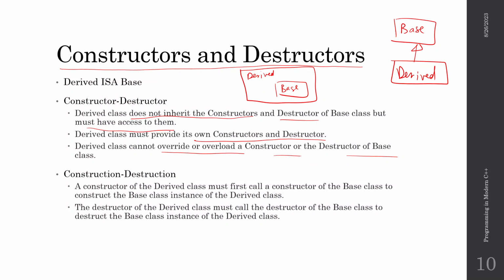So you have three criteria. The constructors and destructors are not inherited, but you must have access to them, meaning that they should at least have protected access. Ideally constructors should have public access, obviously, but at least you should have protected access. And the derived class must also provide its own constructors and destructors, since they are not inherited, and you cannot override or overload the constructors of the base class.